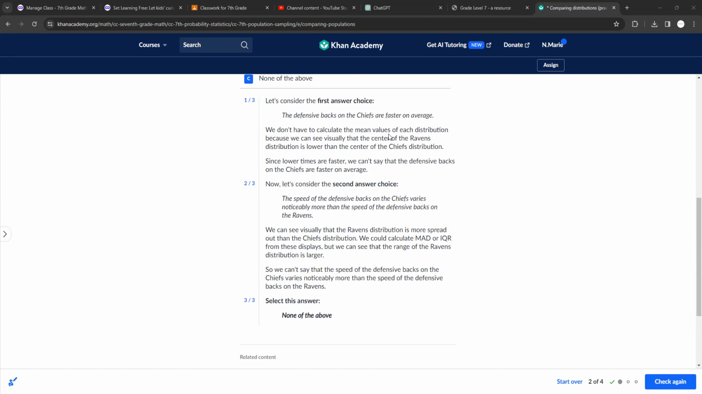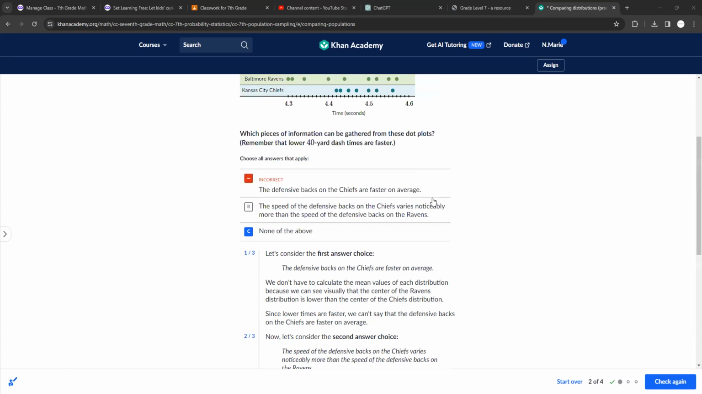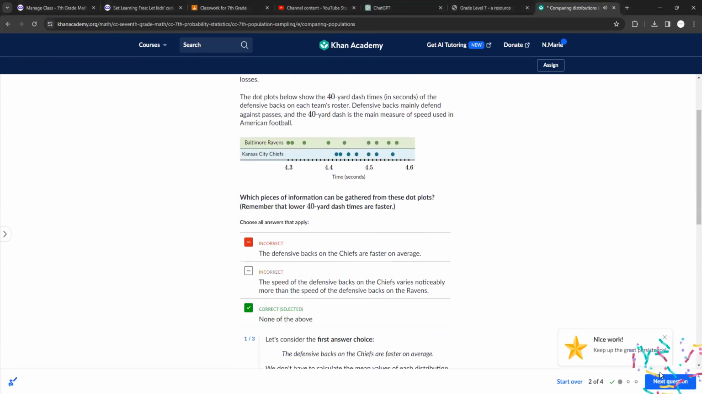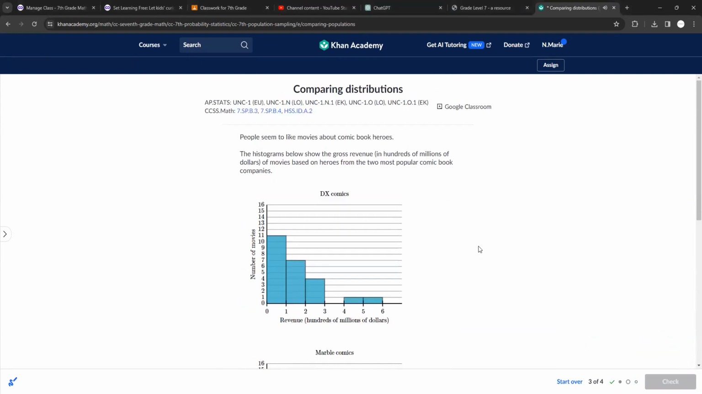We don't have to calculate the mean values of each distribution because we can see visually that the center of the Ravens distribution is lower. Oh, wait, did I read? Is lower than the center of the Chiefs. Since lower times are, oh, what am I thinking? I'm thinking this means they're faster, but no, that means they're slower. Sorry. This is faster. I forget when you're running, you want a very small amount of time. Okay, so yeah, none of the above.